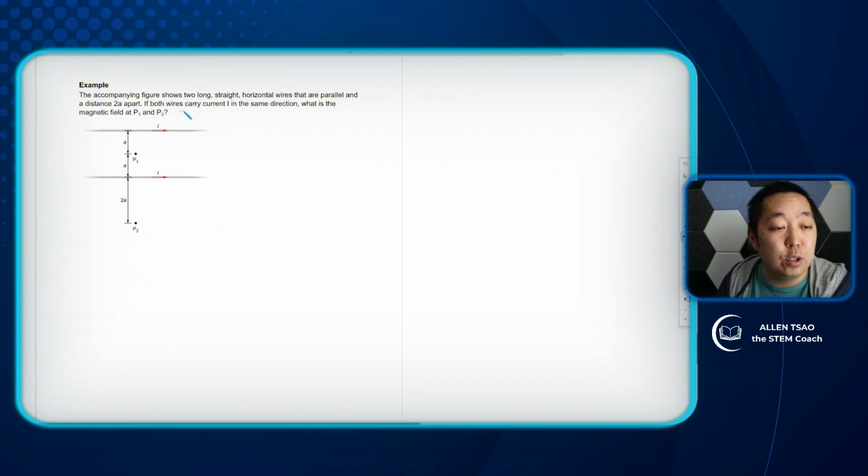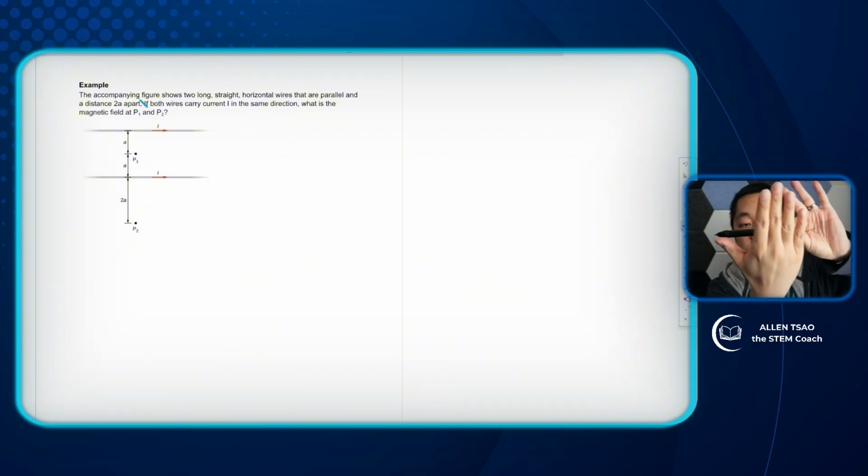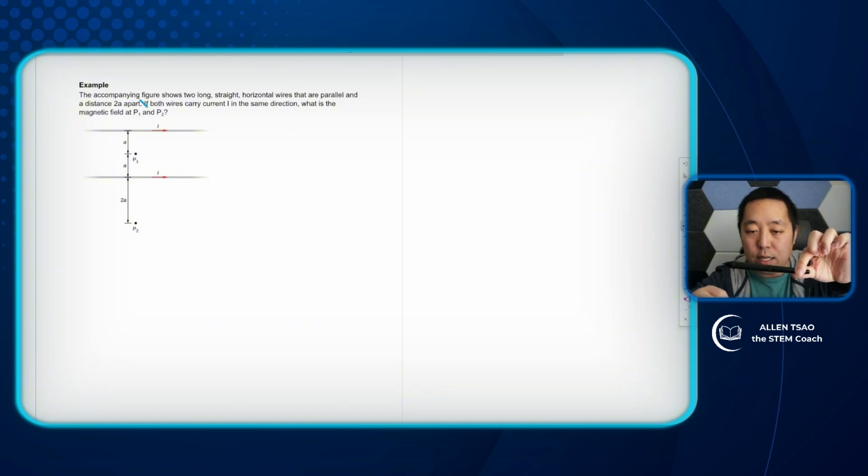I have an accompanying figure that shows 2 long straight parallel wires, both carrying current I in the same direction. What is the magnetic field at P1 and P2? Let's do P1 first. With my thumb to the left, my fingers curl in front of me and go downward. So it's going to go down and into the page, and out of the page back towards me, and then down.